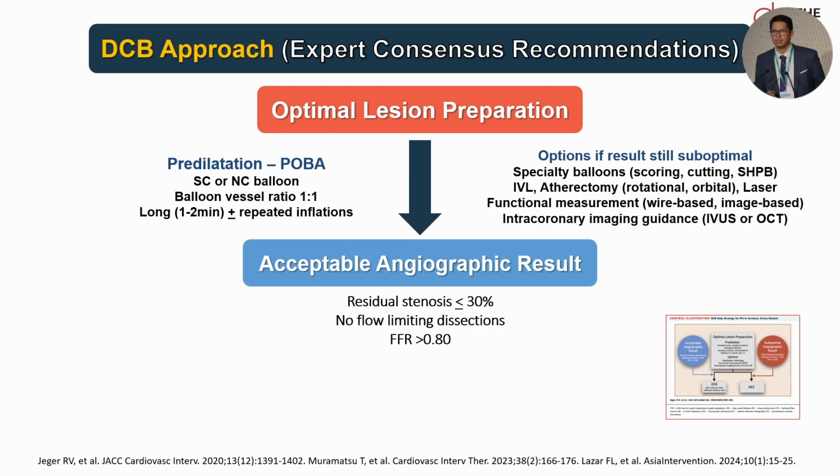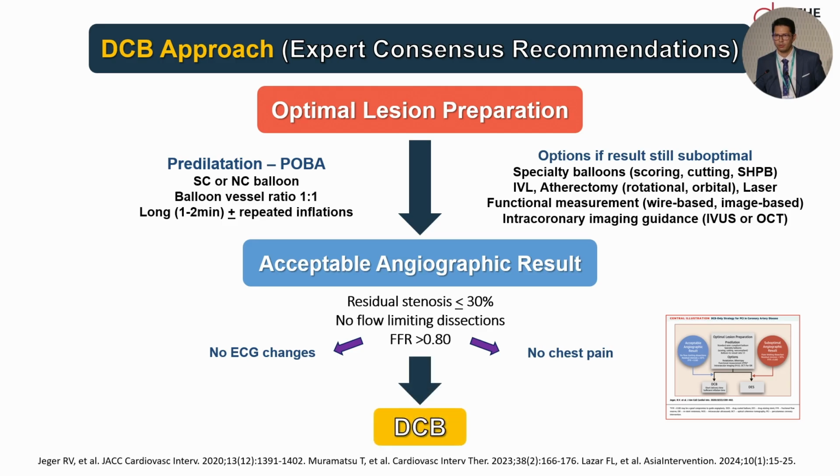we deliver the drug. So once we have lesion preparation and we have an acceptable angiographic result, meaning residual stenosis equal or less than 30%, no flow-limiting dissection that we have discussed previously, and potentially an FFR greater than 0.80, then we can decide to put a DCB or not, always taking into account the ECG and the chest pain of the patient, the status of the patient.